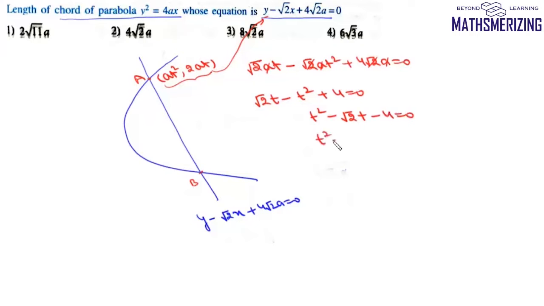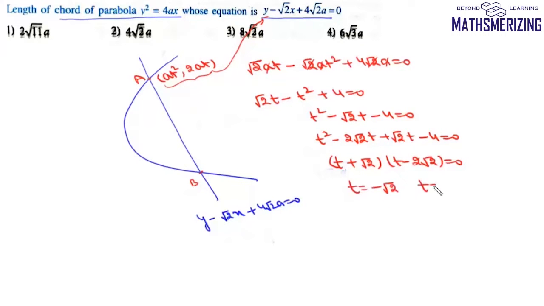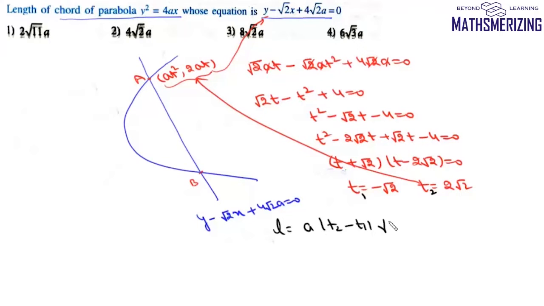So we can write it as t² - 2√2t + √2t - 4 = 0. So we'll get this as (t + √2)(t - 2√2) = 0. So the value of t is either -√2 or the value of t is 2√2. So now we have t1 and t2. So we know that the length of the chord is a|t2 - t1|√((t1 + t2)² + 4). So this length will be a.